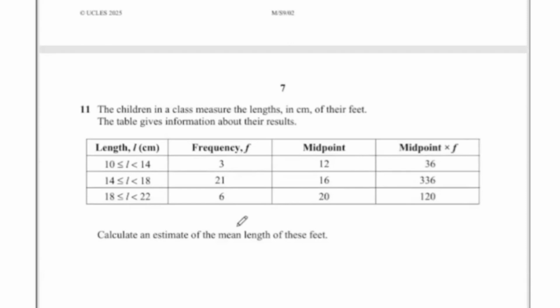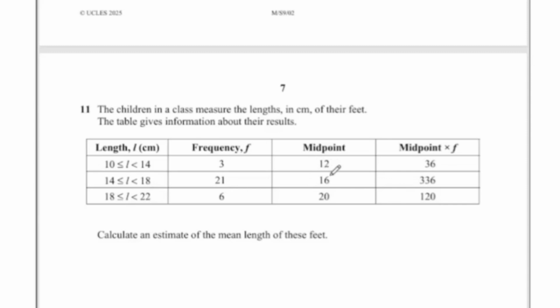The children in the class measure the length in centimeters of their feet. The table gives information about their results. So this is the length, this is the frequency. Frequency is telling us how many of the students' feet lengths lie between 10 to 14. So 3 are between 10 centimeters and 14 centimeters. 21 students have the length of their feet fall between 14 centimeters and 18 centimeters. 6 of these students have their feet length fall between 18 centimeters and 22 centimeters.